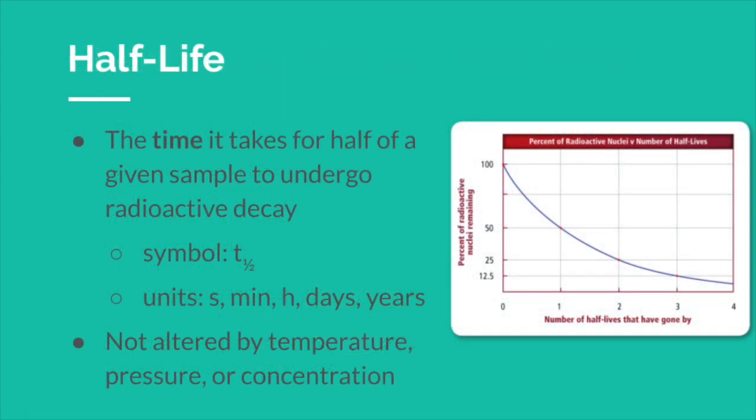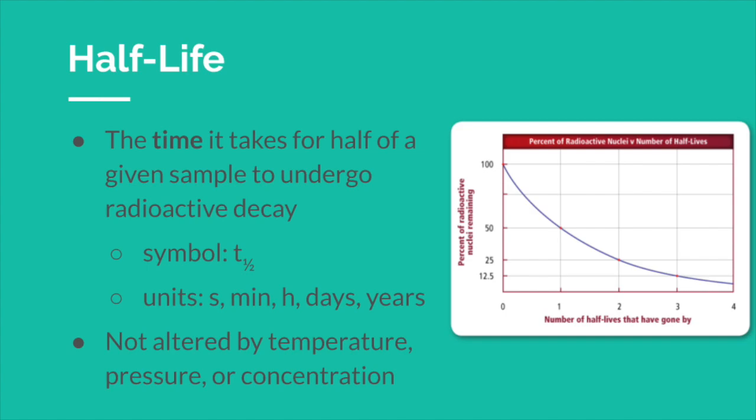That predictability leads to a concept called half-life. The half-life of a radioisotope is the time it takes for half of its nuclei to undergo radioactive decay. Half-life is a time, first and foremost. It's not an amount, it's a time. So it has units of time, like seconds or years or weeks.